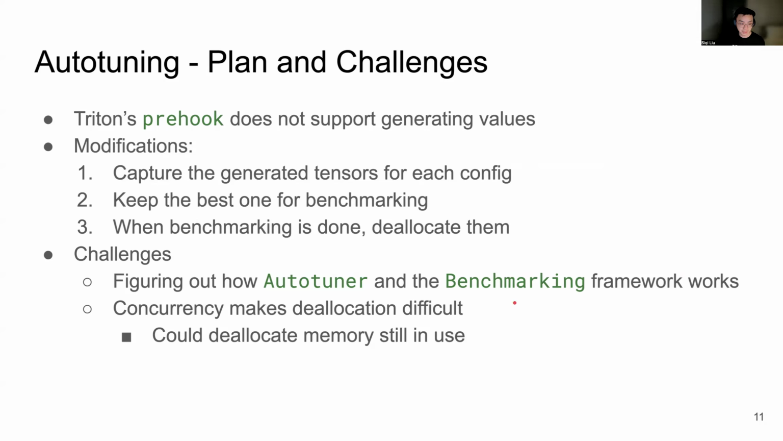The challenge has been figuring out how AutoTuner works and how the benchmarking framework works. So there's a lot of concurrency, which makes deallocation pretty difficult. This means if we do not deallocate these matrices or these generated tensors on the GPU, our GPU would run out of memory pretty quickly.